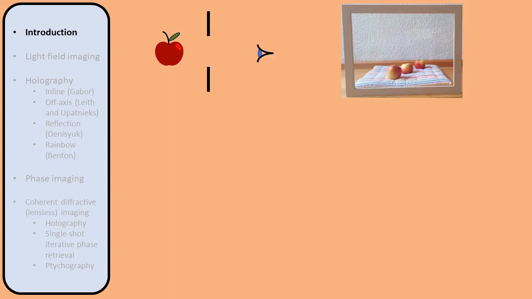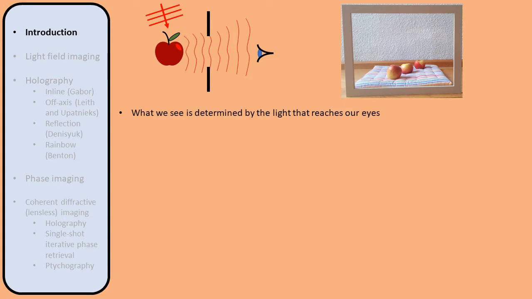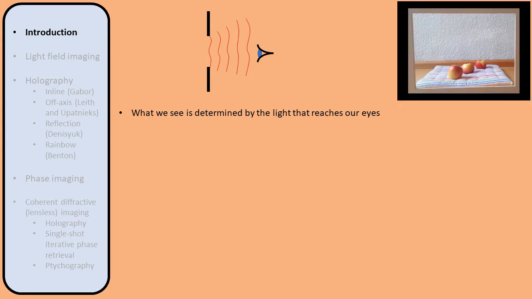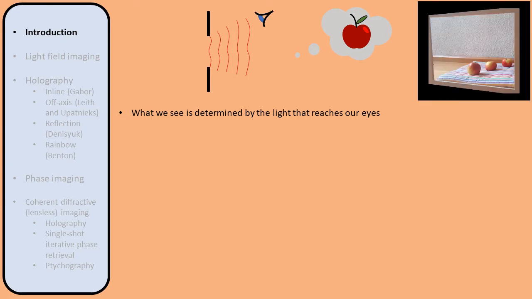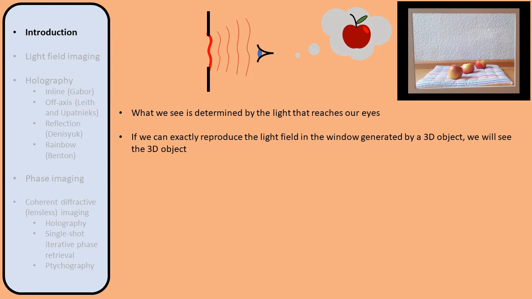What happens is that light reflects off the scene, goes through the window, and then propagates further to reach our eyes. It is this field that reaches our eyes that ultimately determines what we're seeing. So if we remove the scene, but manage to reproduce the exact same light field in the window plane that the scene would have produced, then we still see the exact same scene, and we get the same impression of three-dimensionality that we would otherwise also have. So by reproducing the light field in the window plane, we can reconstruct a three-dimensional scene.